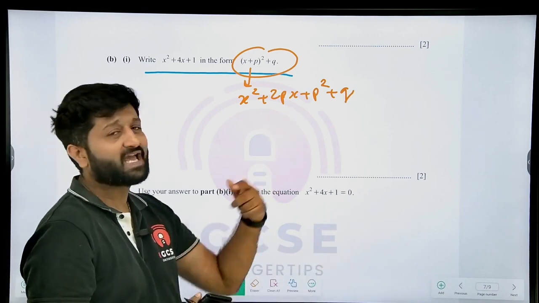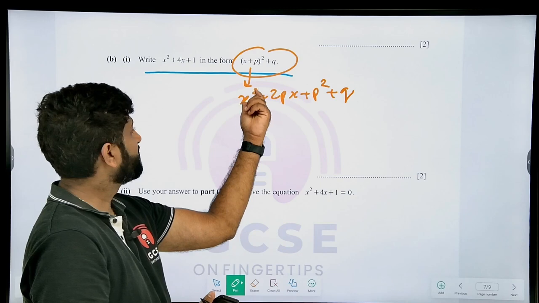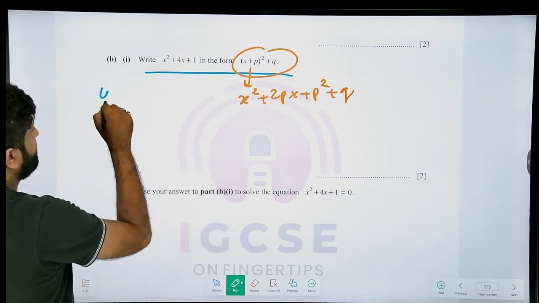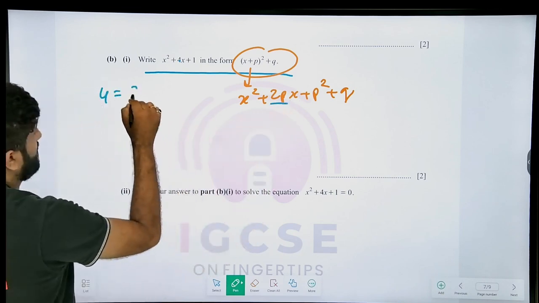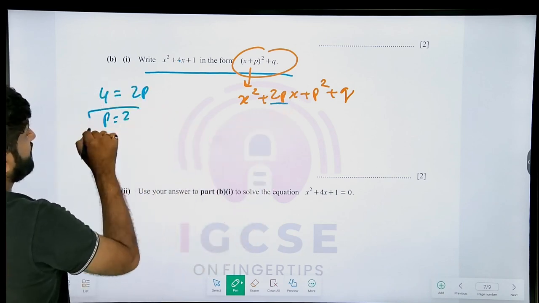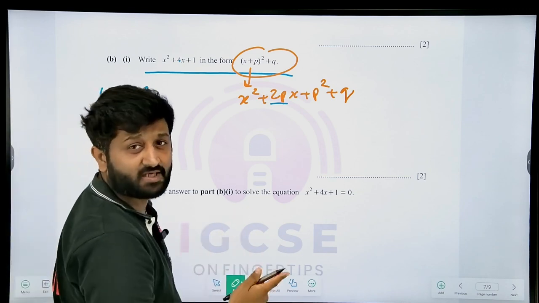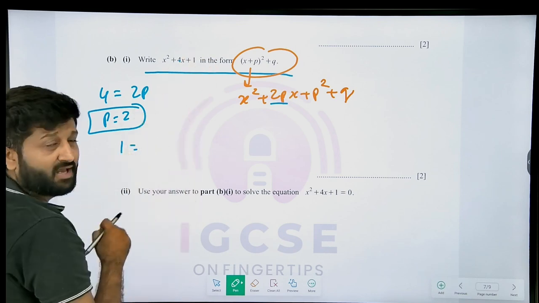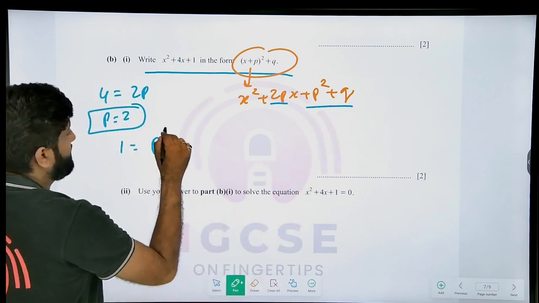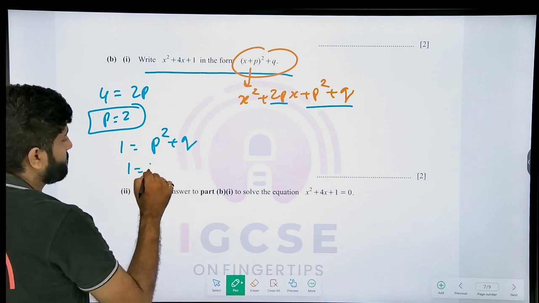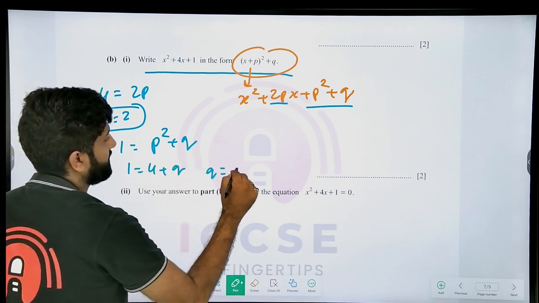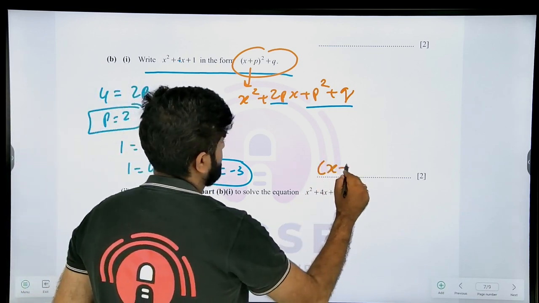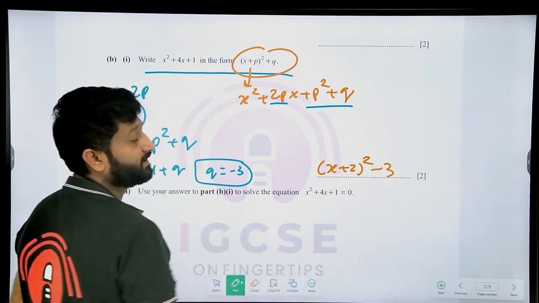Now after doing this, I need to compare the coefficients. The coefficient of x square is 1 and here also it is 1. The coefficient of x is 4 over here and here I have 2p, so p is 2. Now the constant term, the term which does not contain x, is 1 over here and here it is p square plus q. So 1 equals 4 plus q, so q is negative 3. So now this form is (x plus 2) square minus 3.